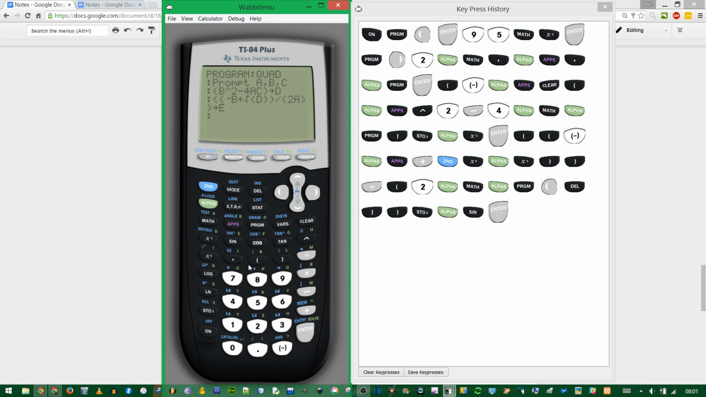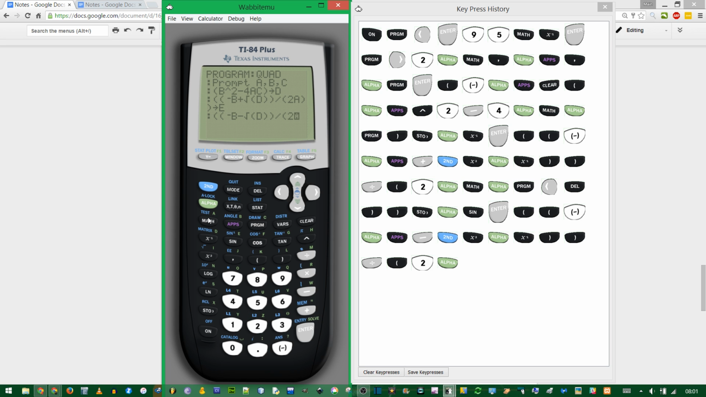Now we need to calculate the second x value. It's almost identical, negative b, except this time we do minus the square root of d. And we still have to divide by 2a, in parentheses, and store this, okay, let's say f. The two values for x are now stored in e and f. Now we just need to display.